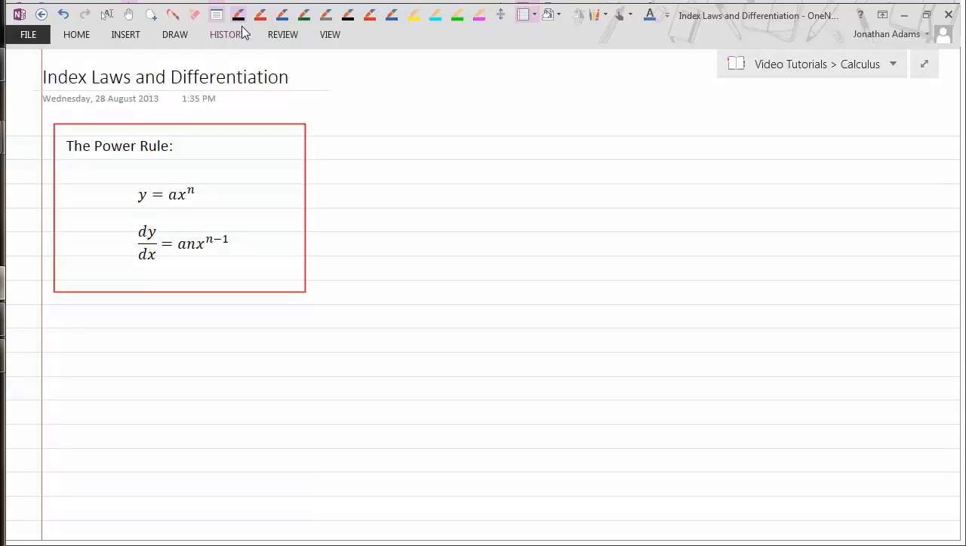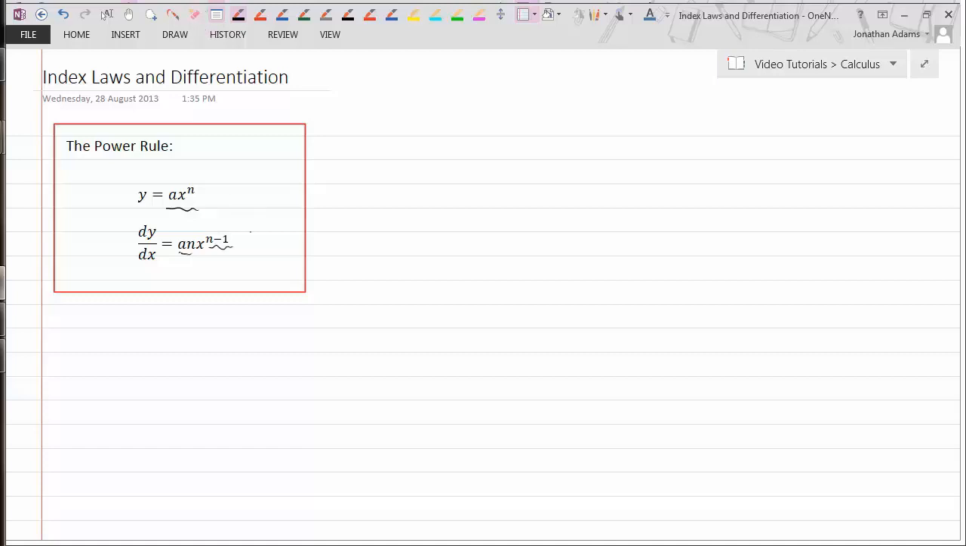Differentiating using the power rule. This is basically saying that if I've got something that looks like this, I can differentiate it by bringing the power down the front and multiplying by the coefficient. That's what this a_n is doing, and then reducing the power by 1.